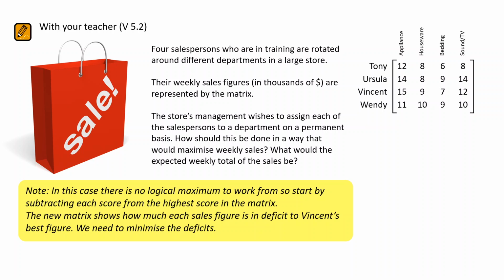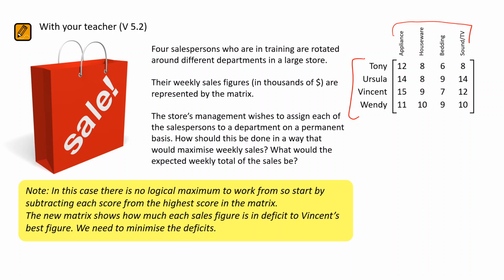So in this example, here we have 4 salespeople, and we want to assign them to 4 divisions after they've done their training. So after I think they've done a month or something like that in each section of the store, and they've all sold this amount of appliances and housewares and bedding and sound and TV. So they've sold a bunch of equipment, and this figure is in thousands of dollars.